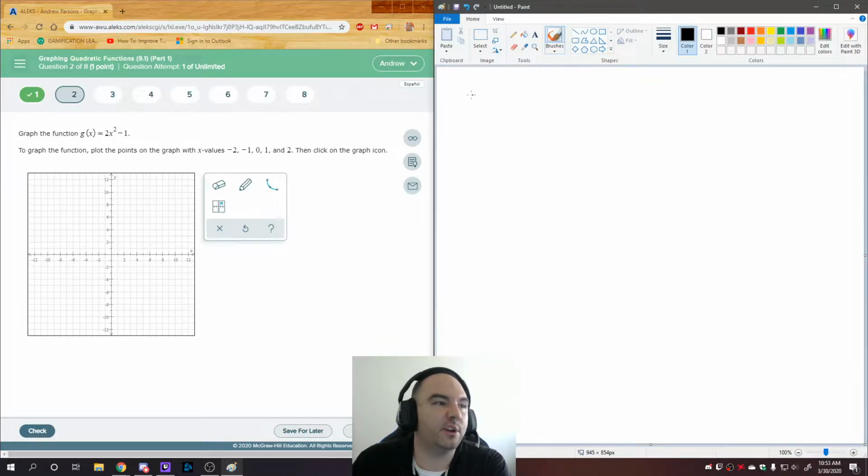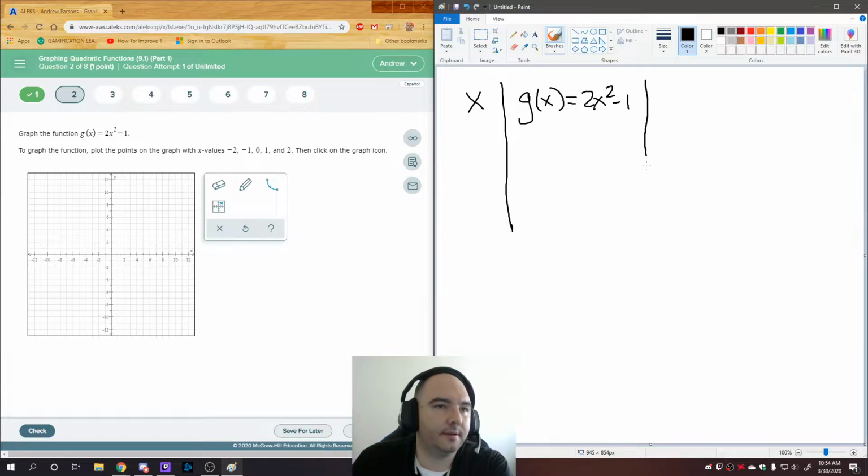So here, I'll do it 100% setting up. So we have x. We have g of x equals 2x squared minus 1. And then we have our output column. I guess that's kind of a technically correct way to write it.